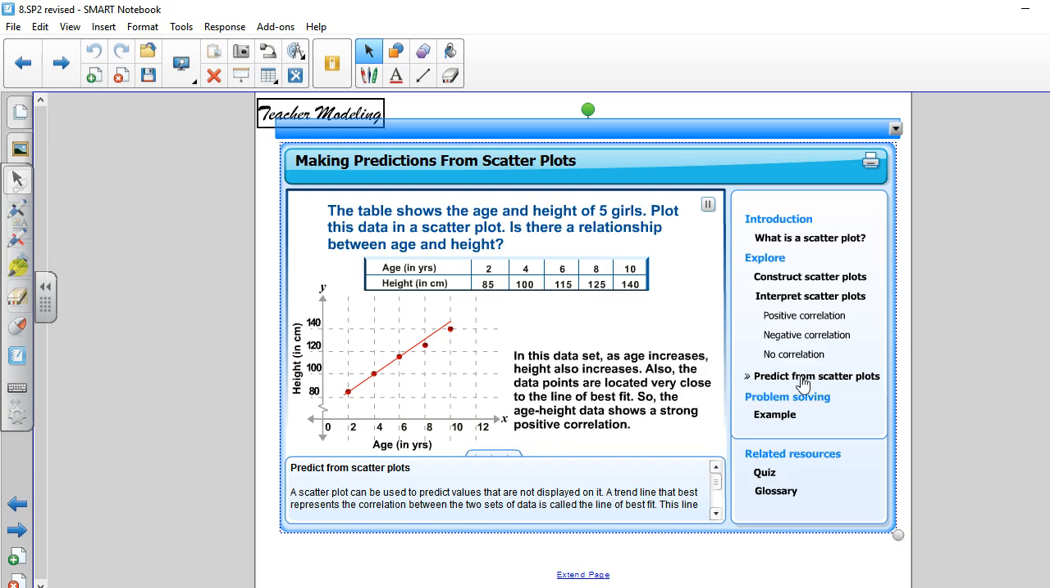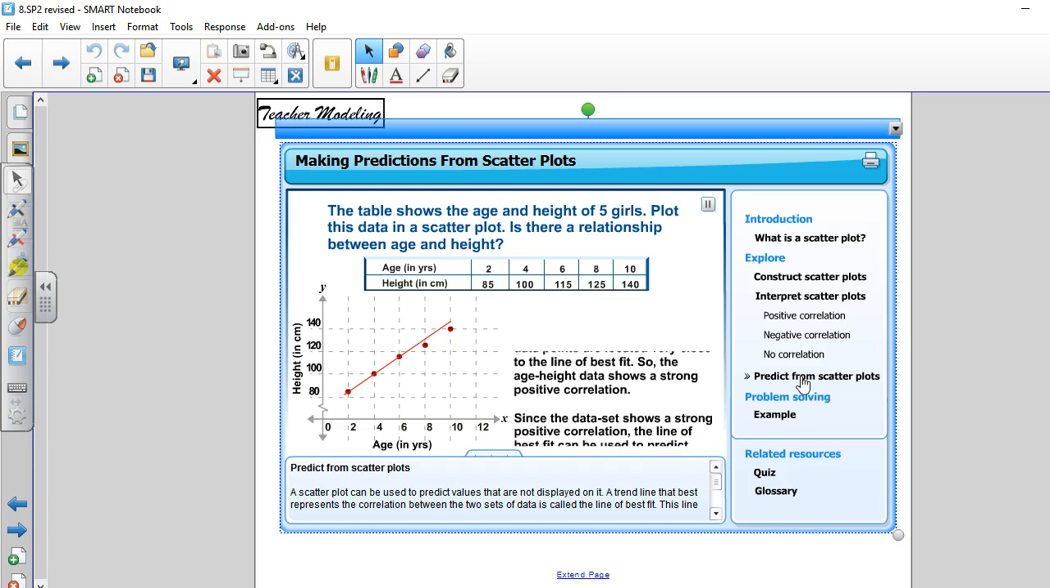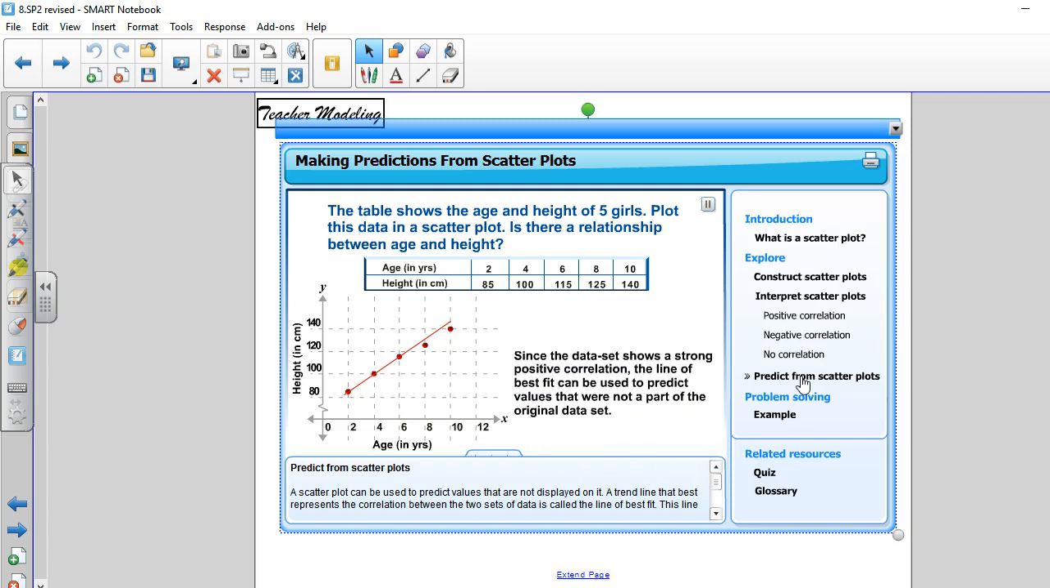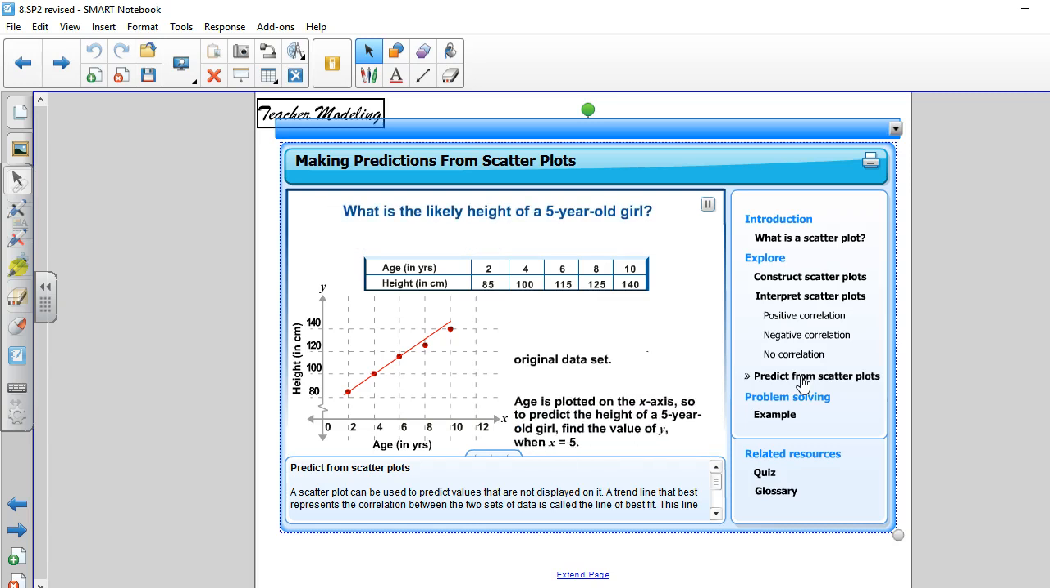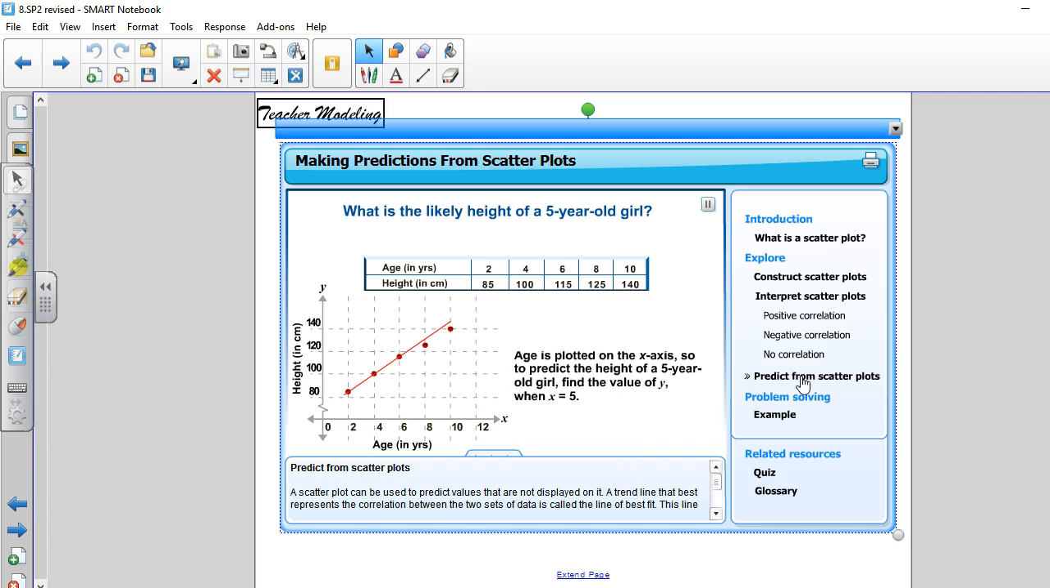And the data points are located very close to our line of best fit, so we have what's called a strong positive correlation. Now, because it shows a strong positive correlation, the line of best fit can be used to predict values that were not part of the original data set. So we can make other predictions for things that haven't even occurred yet.